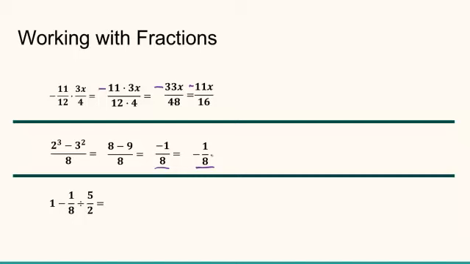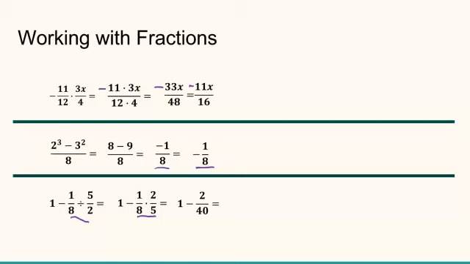In my next problem, I have subtraction and division. I'm going to do that division first. So I will flip and multiply that back fraction. I need to be sure and do this operation first. And I'll get 1 minus 2 over 40.